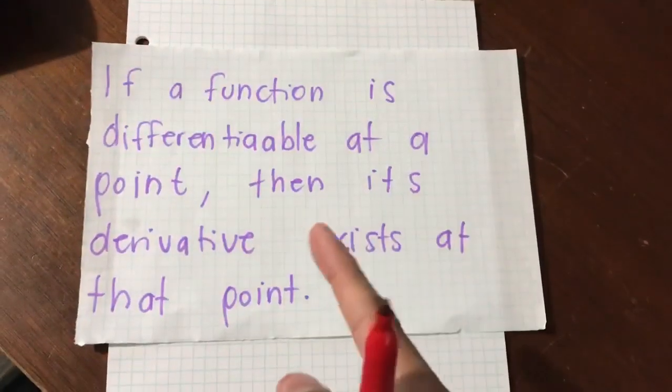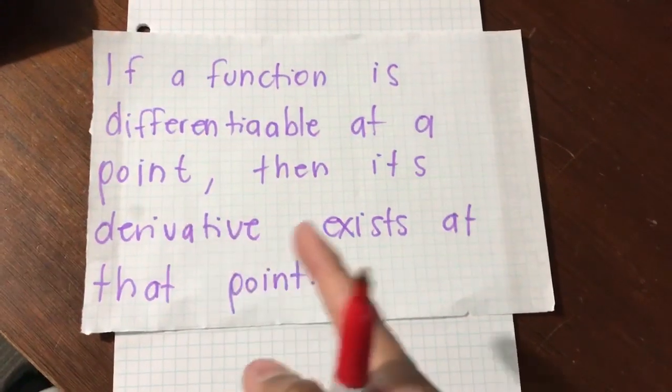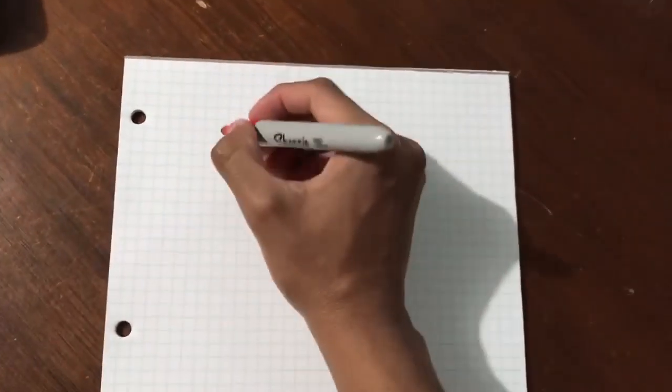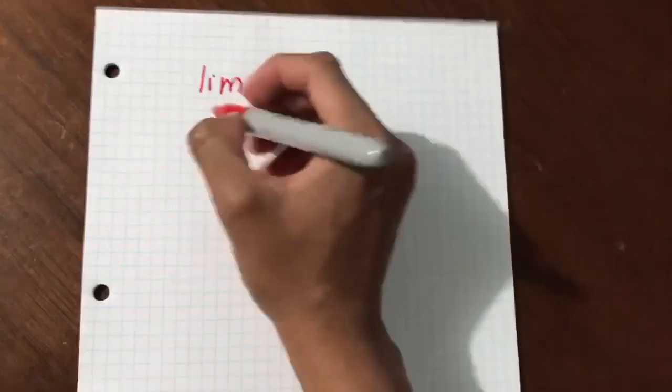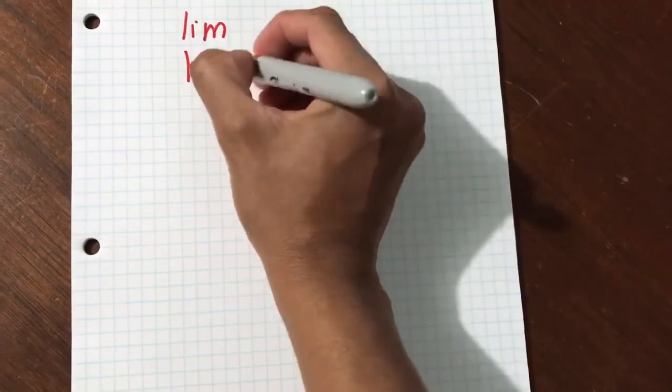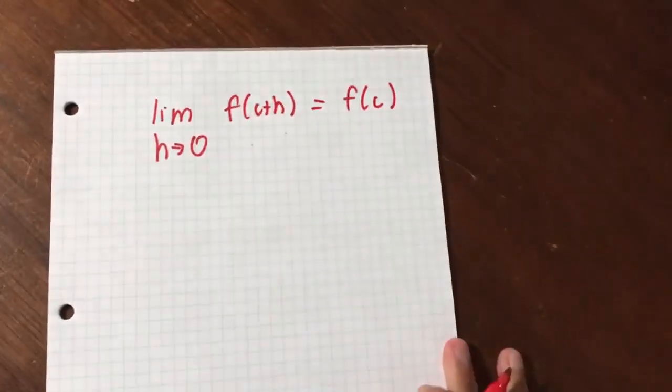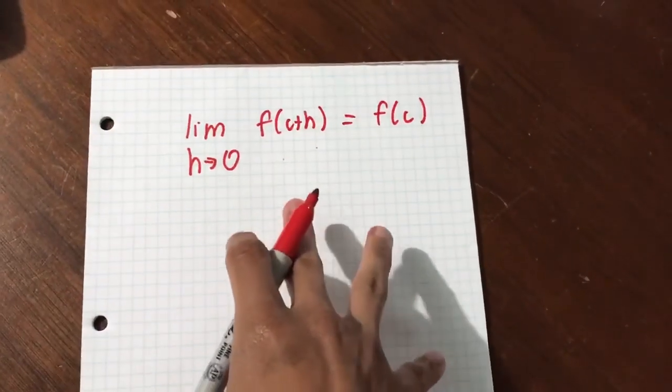Now, we might want to remember what differentiable at a point means. If a function is differentiable at a point, then its derivative exists at that point. And if we want to prove that a function is continuous, we want to prove this. So this will be our starting point.